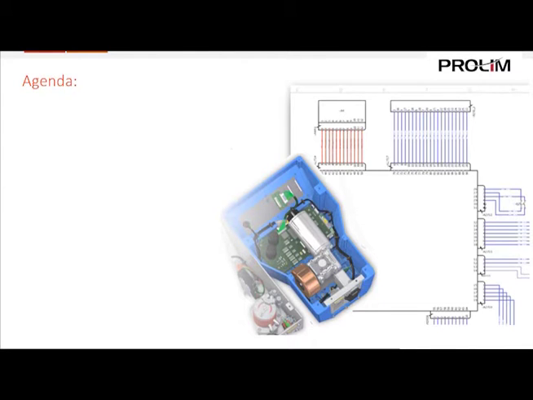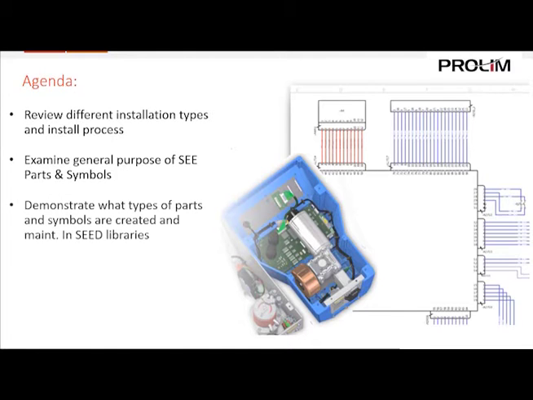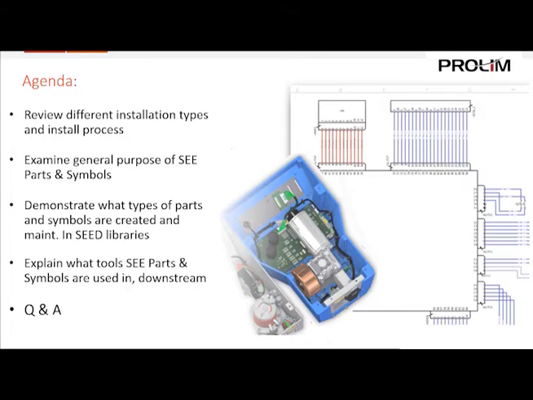So for our agenda today, we're going to go ahead and look at the highlights. We're going to highlight the different types of installation methods available within Solid Edge Electrical Design and the process of installing each kind of scenario. We'll be taking a look at the general purposes of the Solid Edge Electrical symbols and parts environment. I will also explain what types of parts and symbols are maintained in the Solid Edge Electrical libraries. And then we'll take a look at the tools that are used in the downstream electrical design process. And then we'll do a quick Q&A at the end.